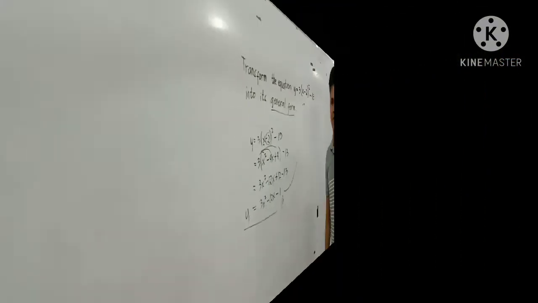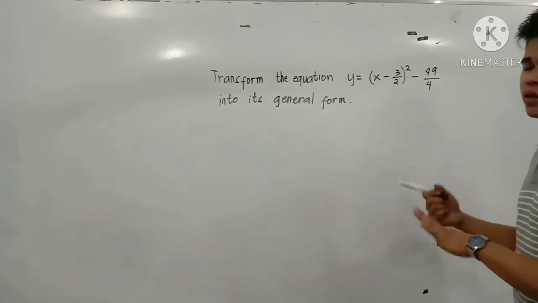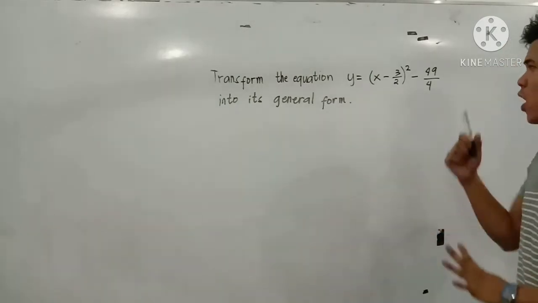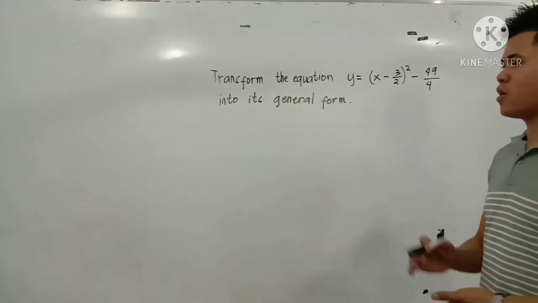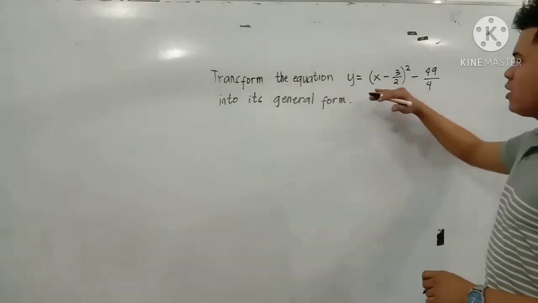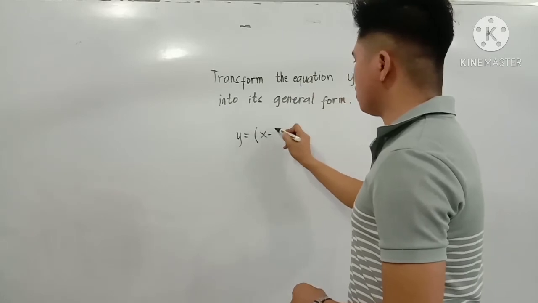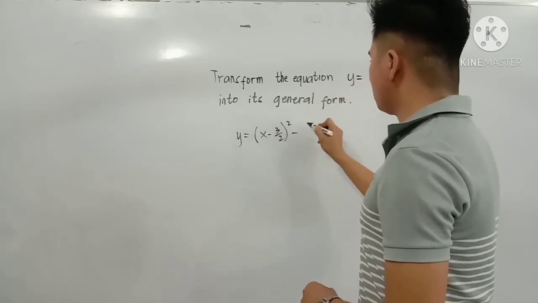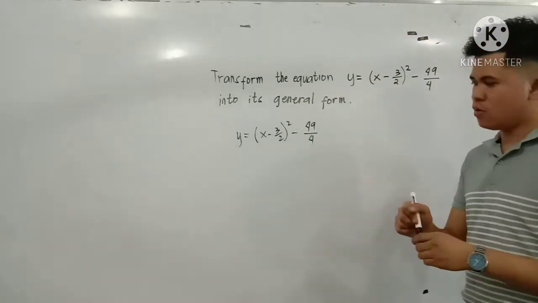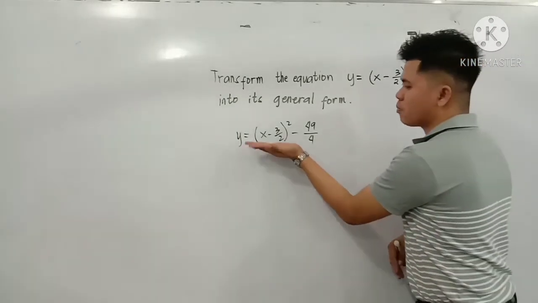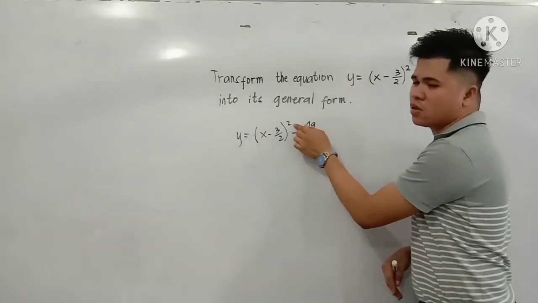Let's try another example. How about this one? Transform the equation y is equal to the quantity of x minus 3 over 2 squared minus 49 over 4 into its general form. So again, we have to copy the given equation. So y is equal to the quantity of x minus 3 over 2 squared minus 49 over 4. So again, we have to expand the terms inside the parentheses or this binomial since it is squared.